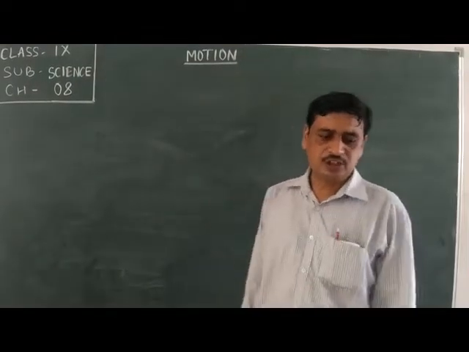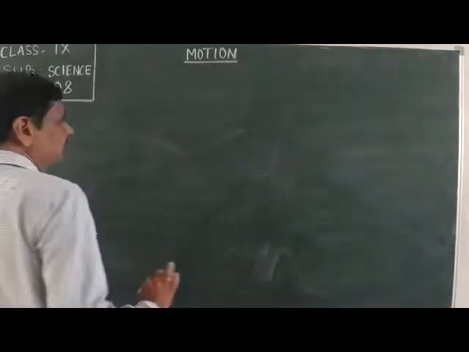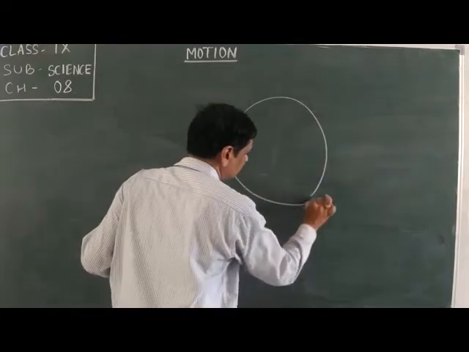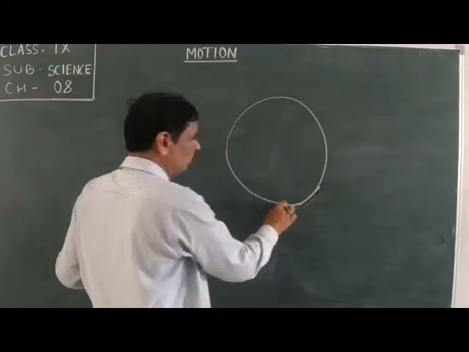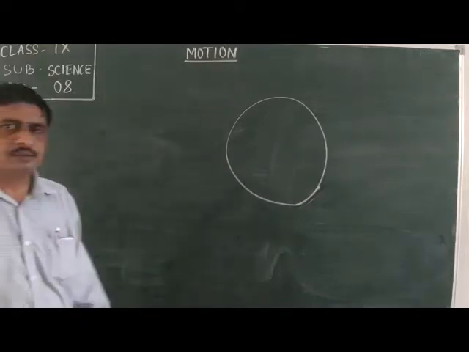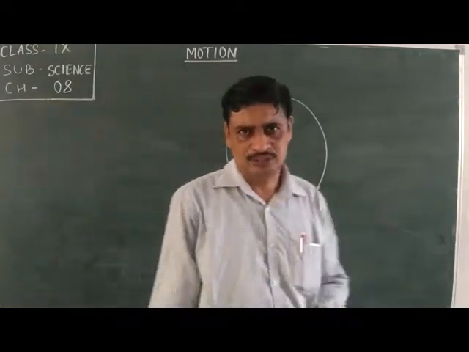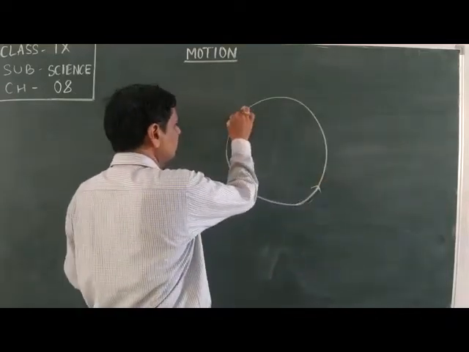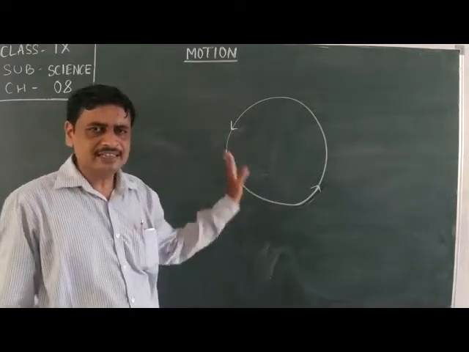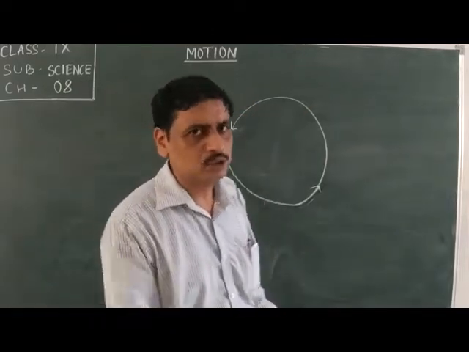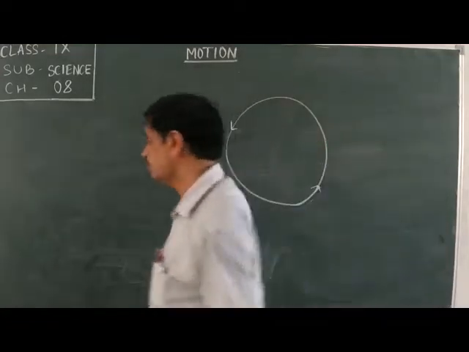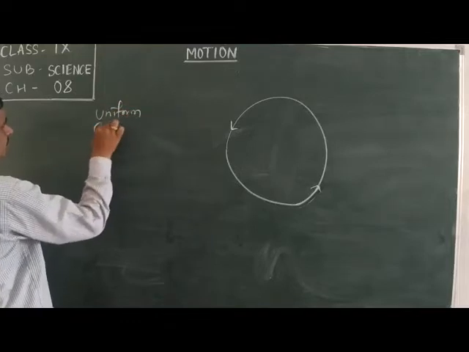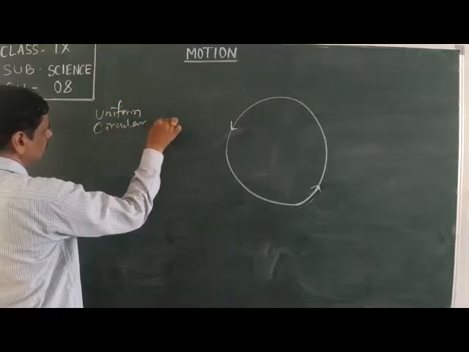Now we'll discuss uniform circular motion. When a body moves in a circular path, then the motion of the body is called circular motion. And if the body moves uniformly in this circular path, then the type of motion of the body is called uniform circular motion.